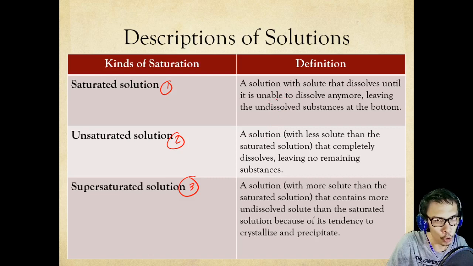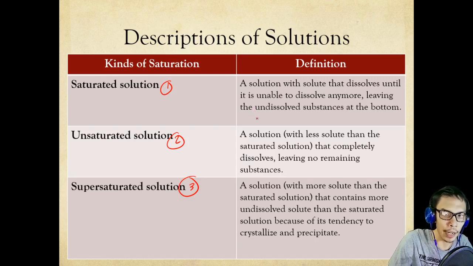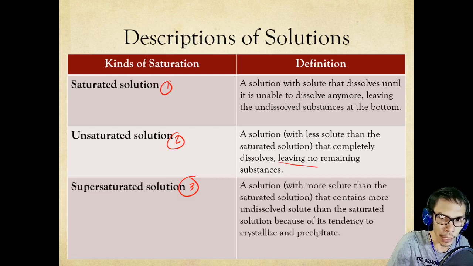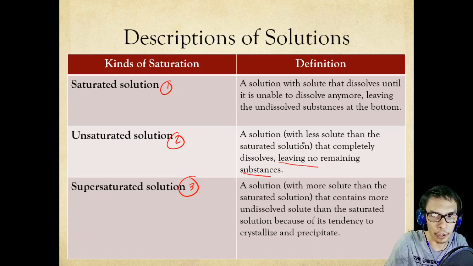For example, if you want to make a Kool-Aid drink, you put some tablespoons of that juice, and if you notice that there are some sugar particles that are not dissolved yet in the solution, that is a saturated solution. The next one is the unsaturated solution. This is a kind of solution in which the solute is completely dissolved in the system, leaving no remaining substance behind. So that's the unsaturated solution.